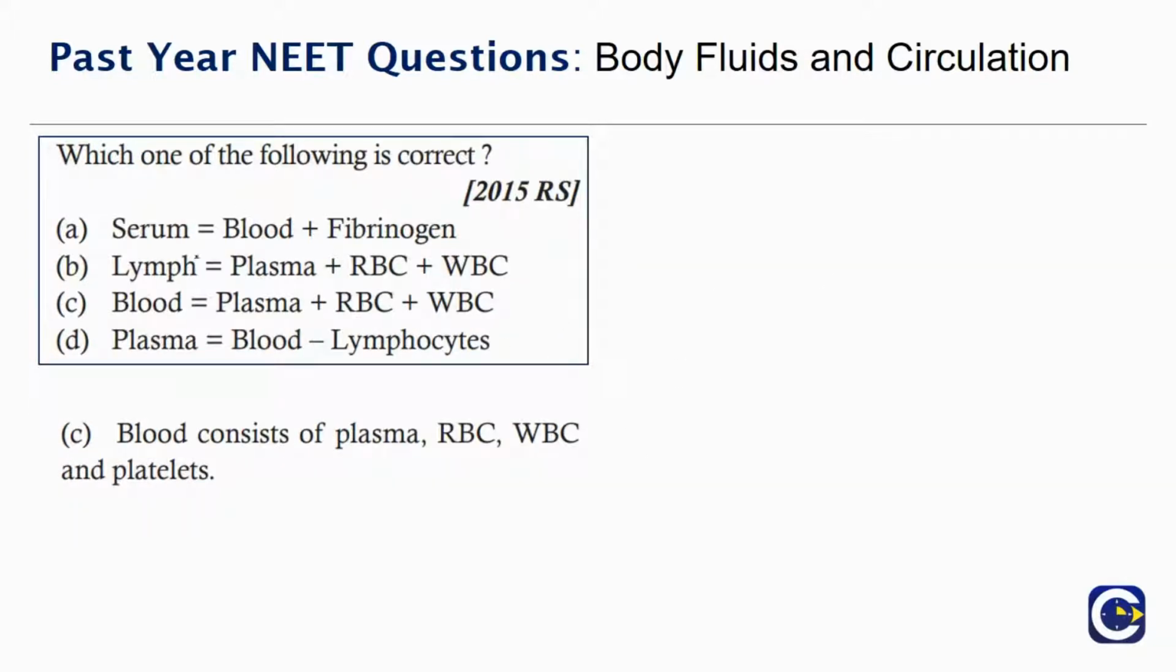Which one of the following is correct? Option A, serum is equal to blood plus fibrinogen. Option B, lymph is equal to plasma plus RBC plus WBC. Option C, blood is equal to plasma plus RBC plus WBC. Option D, plasma is equal to blood minus lymphocytes.